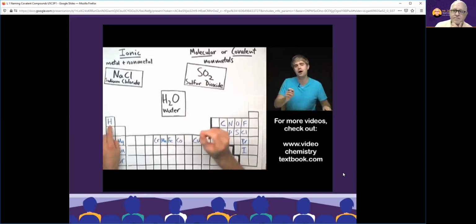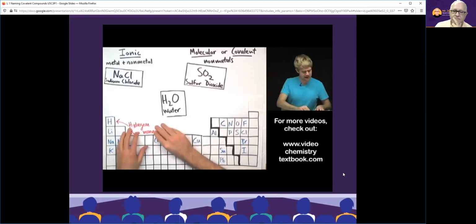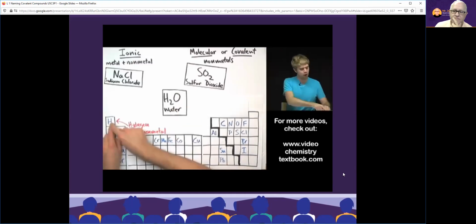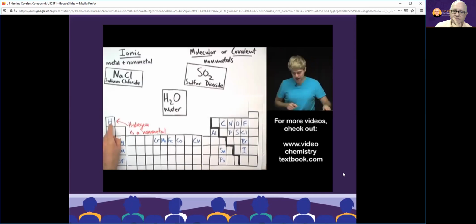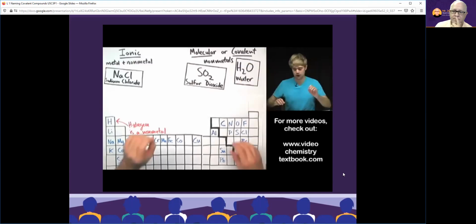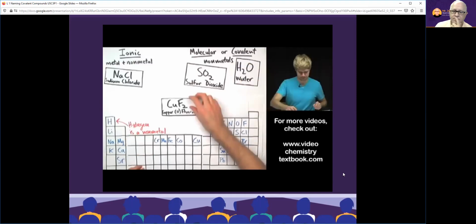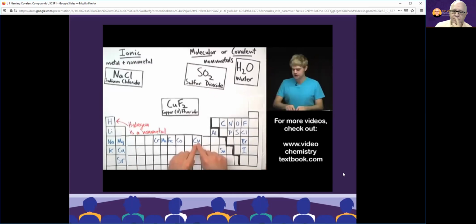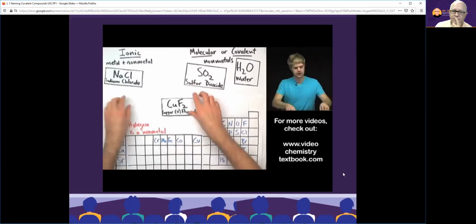But hydrogen is an exception. Even though it's on this side of the periodic table, it's actually a nonmetal. It's the only exception. So hydrogen and oxygen are actually both nonmetals, which means that H2O, water, is a molecular or covalent compound. Okay, copper 2 fluoride. Copper is here, fluorine or fluoride is here, metal, nonmetal, so this thing is ionic.